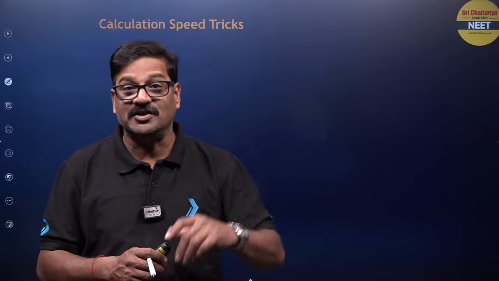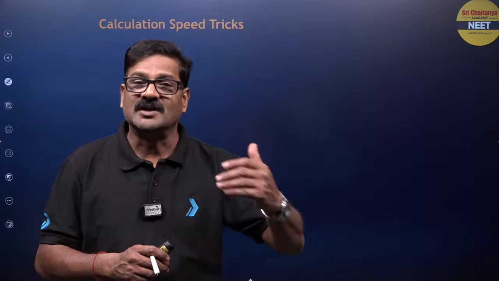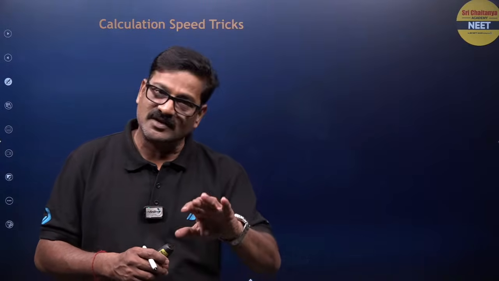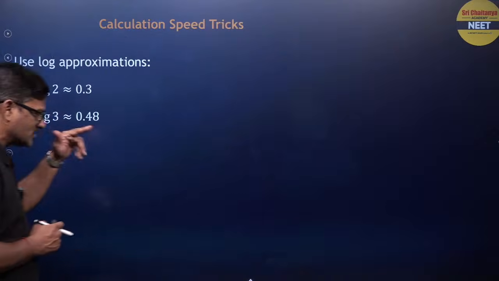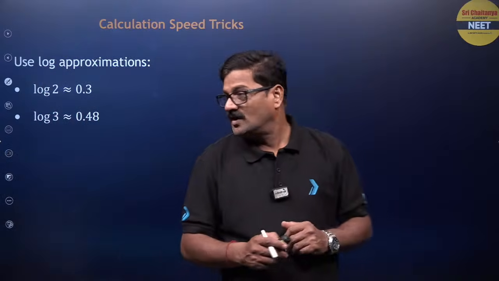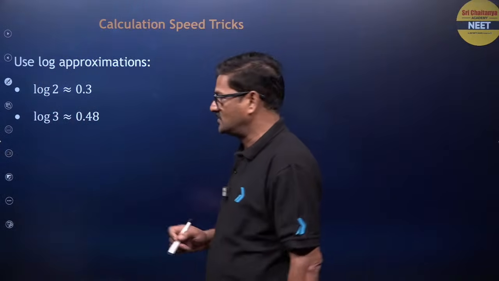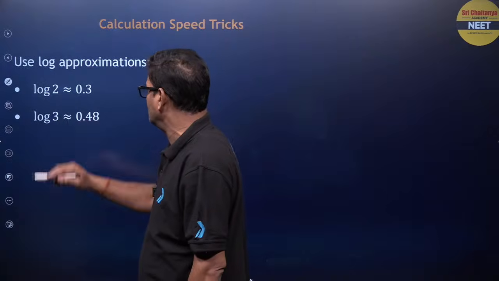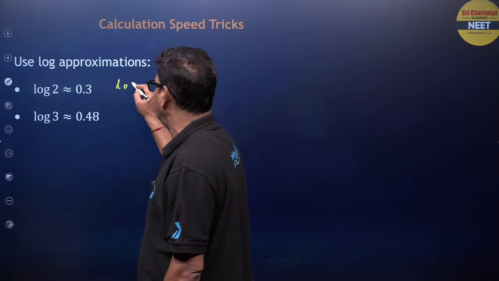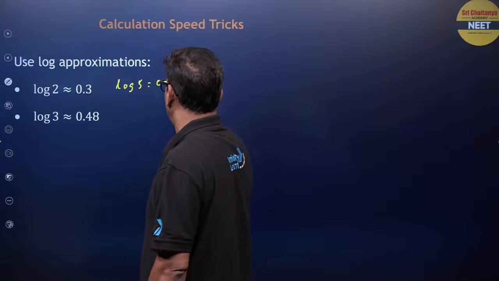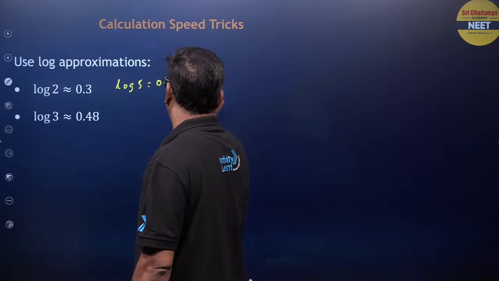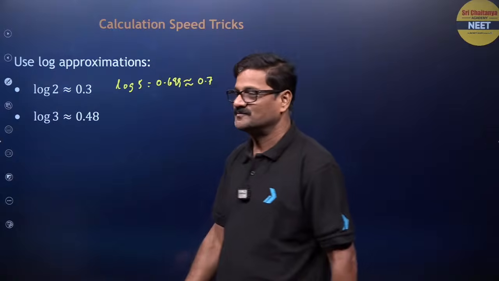While you are calculating equilibrium degree of ionization, there your approximation is permitted. Now let us see, use log approximation. Log 2 is equal to 0.3. Log 3 is equal to 0.48. You can make it an approximation, and you can say log 5 to the base 10 is equal to 0.699. You can make it nearly 0.7, isn't it?